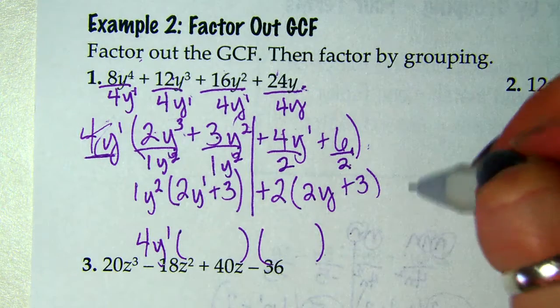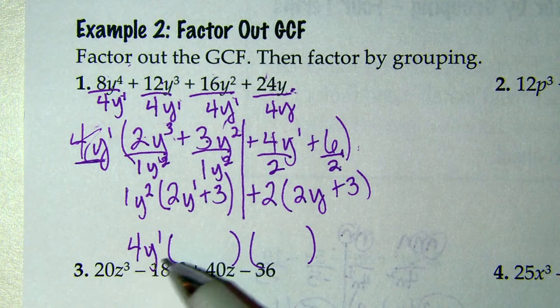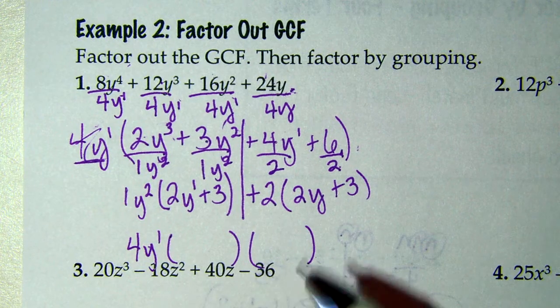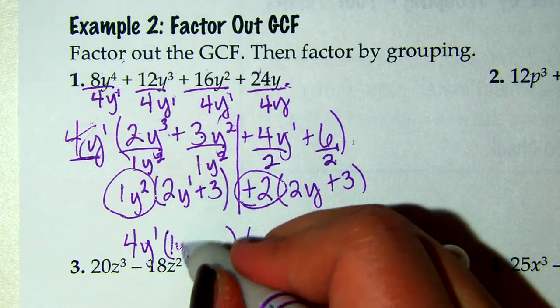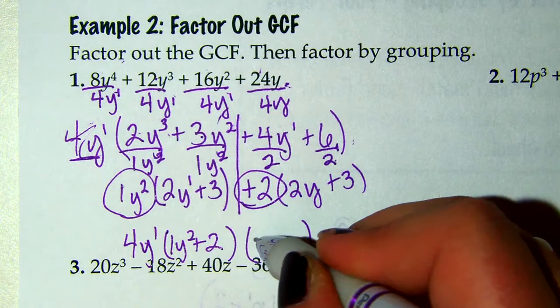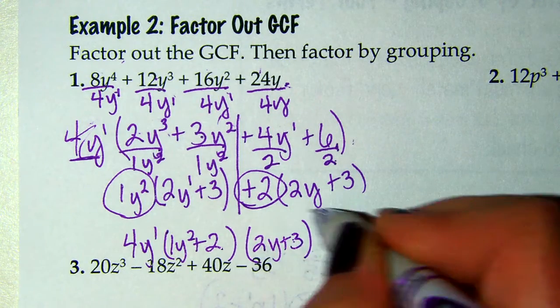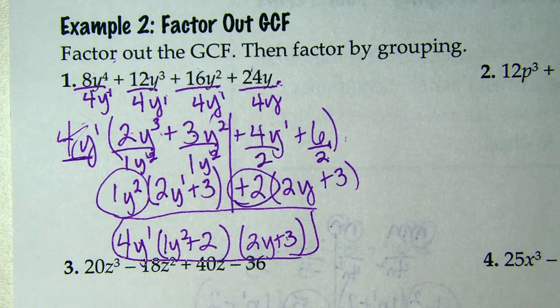So then let's fill in our answer. This was our GCF from the very beginning. Then these two, you can put them in either order. This needs to go in one set, so 1y squared plus 2. The other set is that one that matches, 2y plus 3. Final answer. So the only difference here is that greatest common factor at the very beginning, and all you do with it is just put it in front of your answer. So we're going to do a couple more of these.